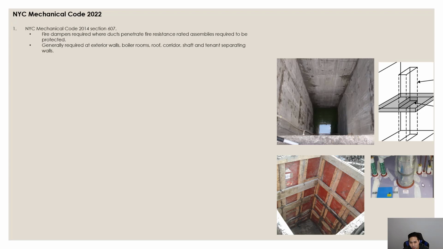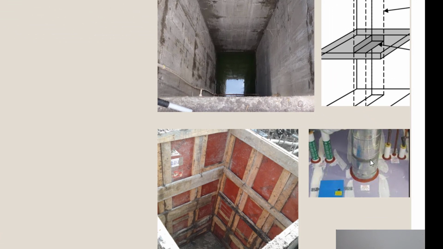And if you have a floor that is fire rated and you have pipe penetration, such as in this picture here, you need to fire stop the space around the piping with some sort of fire resistance rated material. In this case, it's that orange reddish type of sealant that you see here.